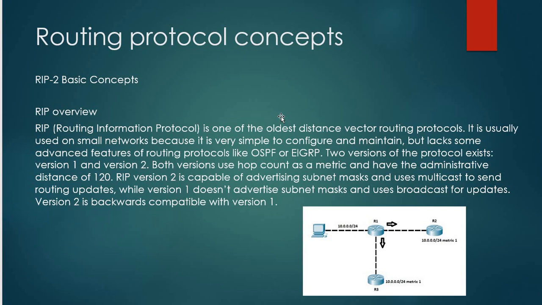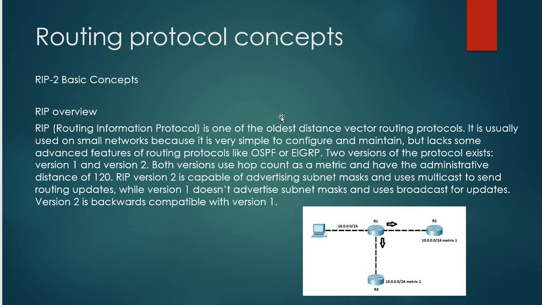But it lacks some advanced features of routing protocols like OSPF and EIGRP, and hence it is an interior gateway protocol, unlike Open Shortest Path First. Two versions of the protocol exist, version 1 and version 2 of RIP. Both use hop count as a metric and have an administrative distance of 120. In the hop count, we can have up to 120 hops.